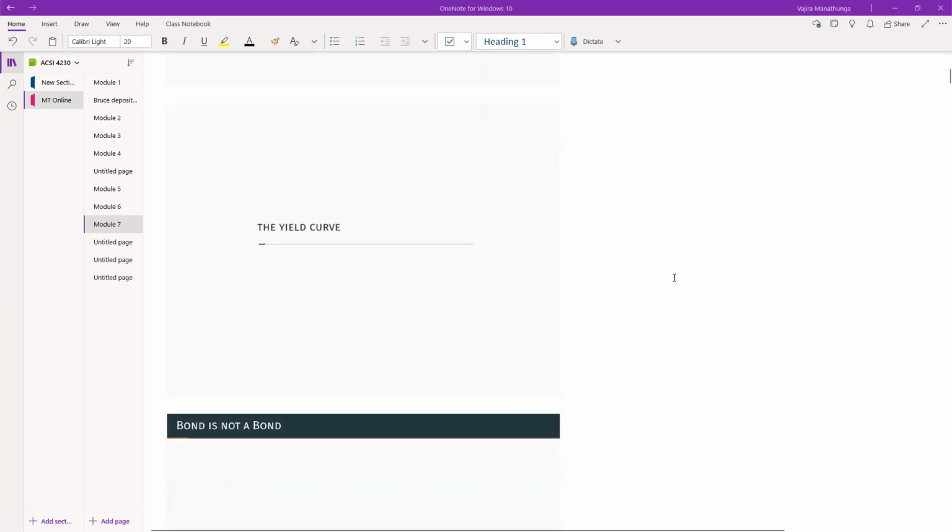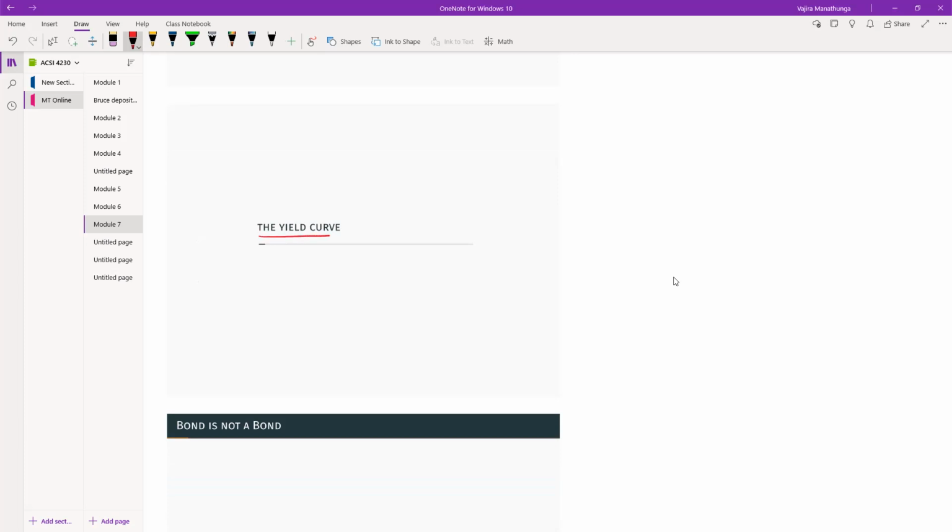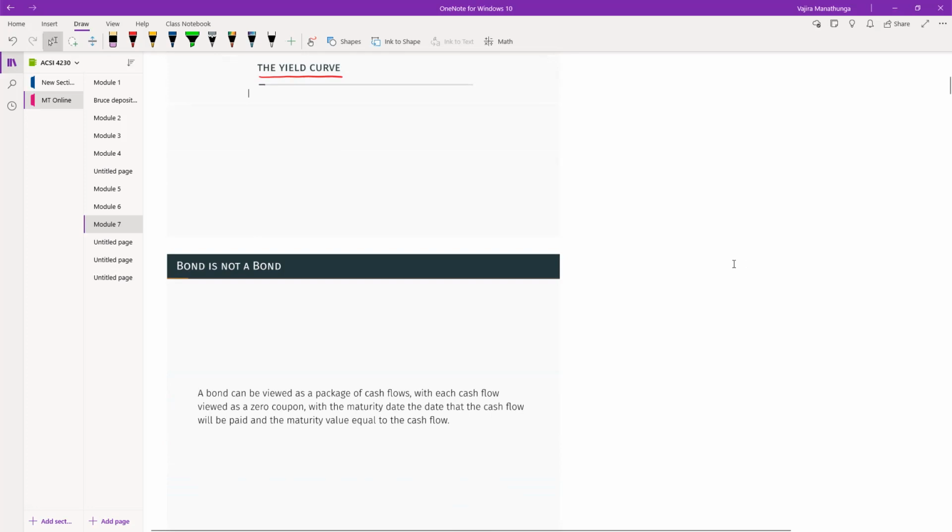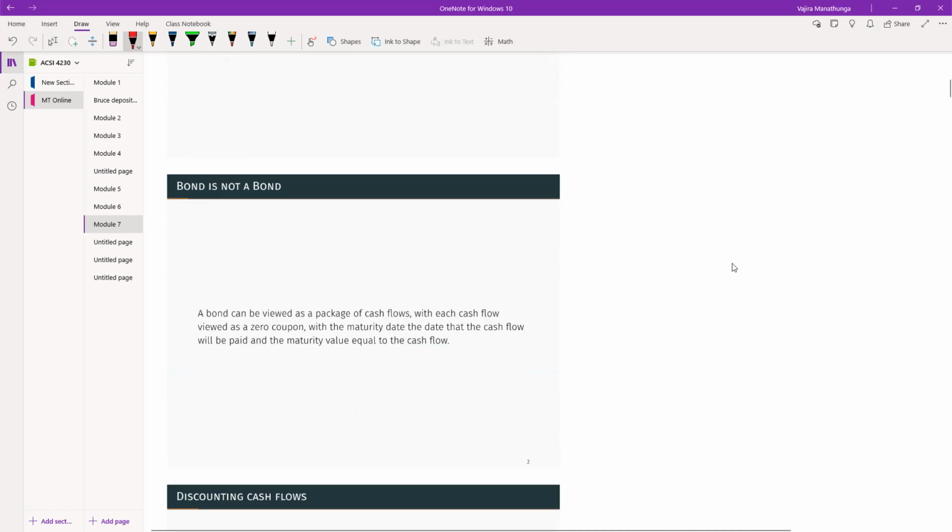So the first thing we want to talk about under this module is the yield curve. Before we go to the yield curve, let's go back to bonds and try to visualize a bond as a series of cash flows, like a combination of zero coupon bonds. A bond can be viewed as a package of cash flows, with each cash flow viewed as a zero coupon. You can always do that.